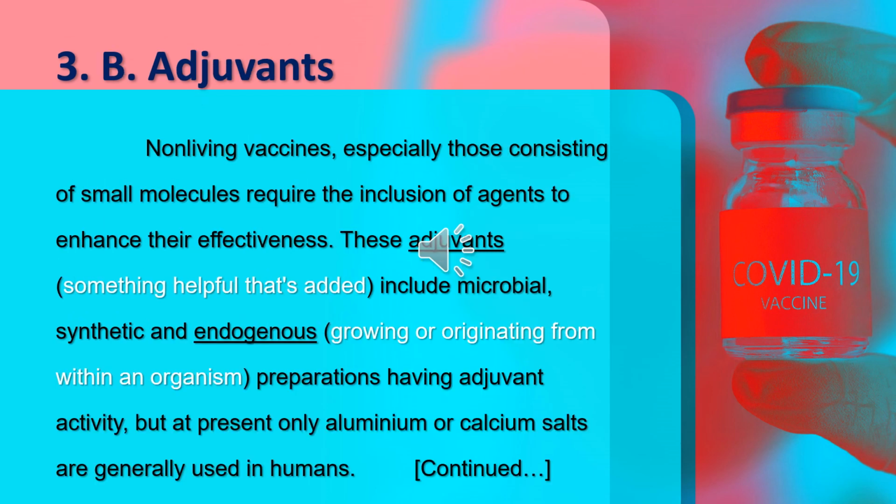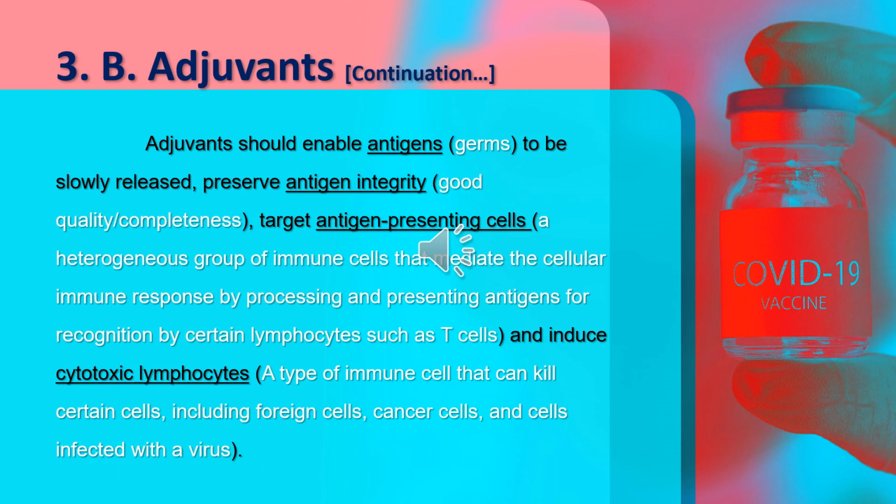The third one worth mentioning about antigens is adjuvants. Adjuvants are used with non-living vaccines, especially those consisting of small molecules requiring the inclusion of agents to enhance their effectiveness. These adjuvants include microbial, synthetic and endogenous preparations having adjuvant activity. But at present, only aluminum or calcium salts are generally used in humans. Continuation of adjuvants. Adjuvants should enable antigens to be slowly released, preserve antigen integrity, target antigen presenting cells, and induce cytotoxic lymphocytes.